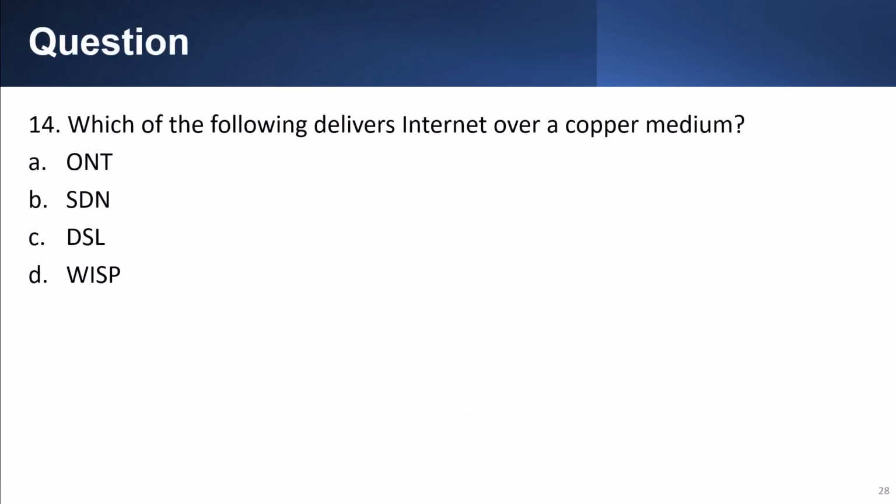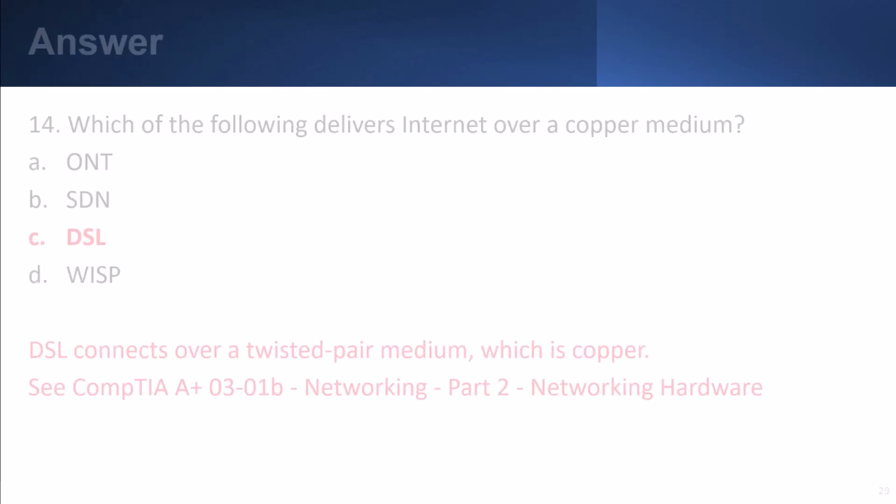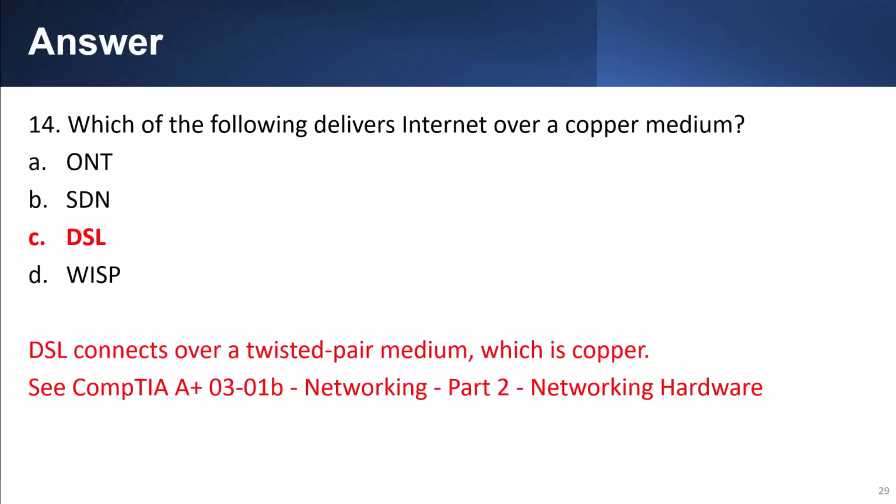Question 14. Which of the following delivers internet over a copper medium? Answer: DSL. DSL connects over a twisted pair medium, which is copper.